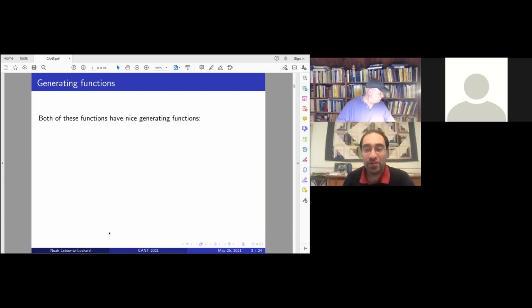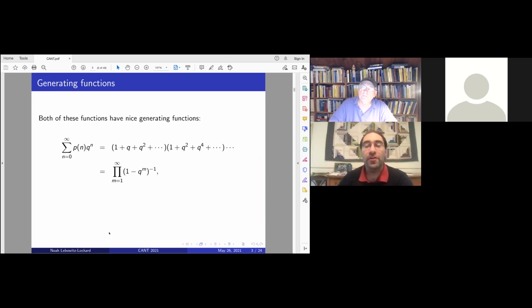And both of these functions actually do have nice generating functions. So in particular, here's the generating function of P of n. This is the function P of 0 times q to the 0 plus P of 1 times q to the 1, all the way up to infinity. This first term counts the number of ones. So if we have 0 ones, we multiply by 1. If we have 1 one, we have q, 2 ones, q squared, again, all the way up to infinity. Then we do the same thing for the number of 2s, the number of 3s, number of 4s, and so on. Each of these terms is a geometric series, so we can write it more simply.